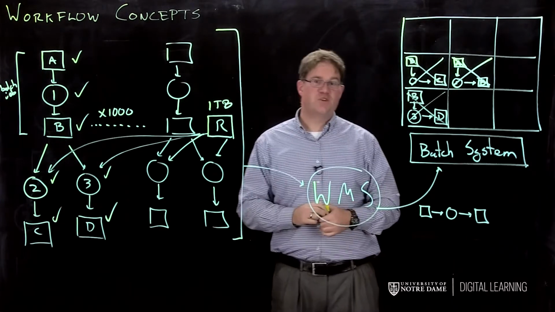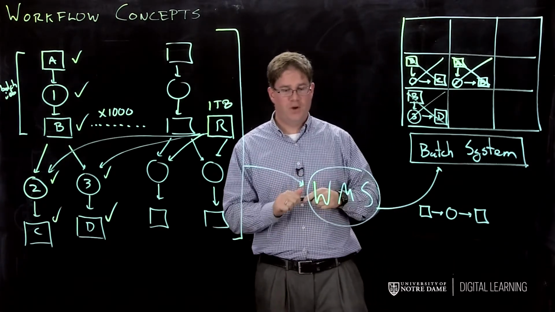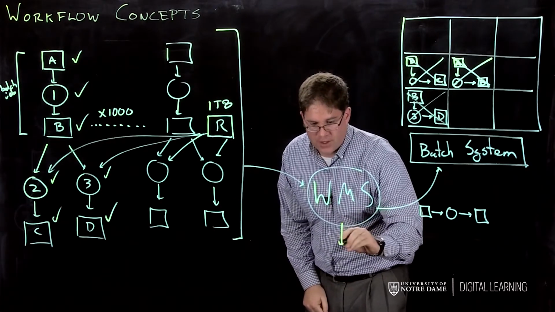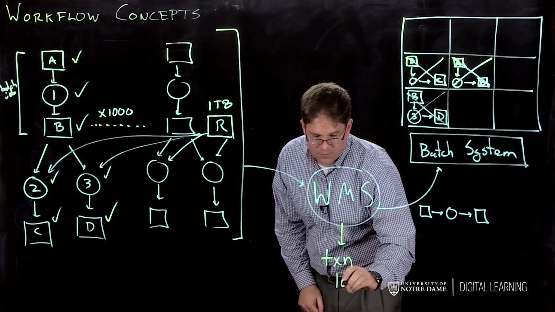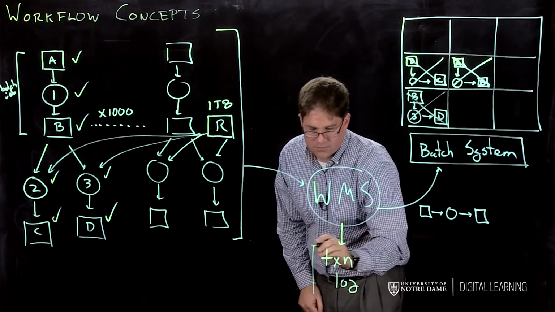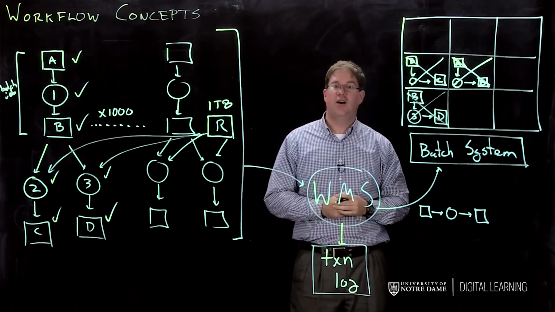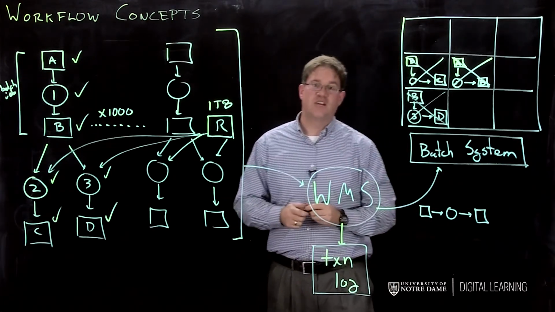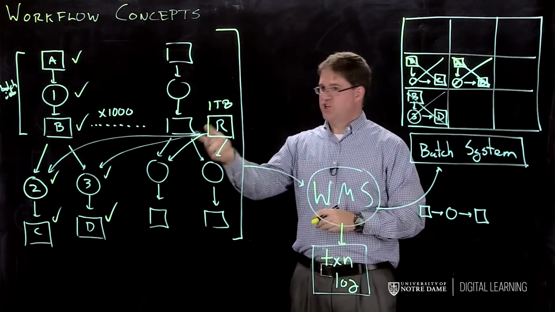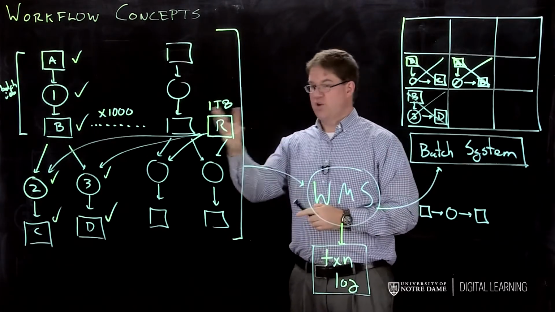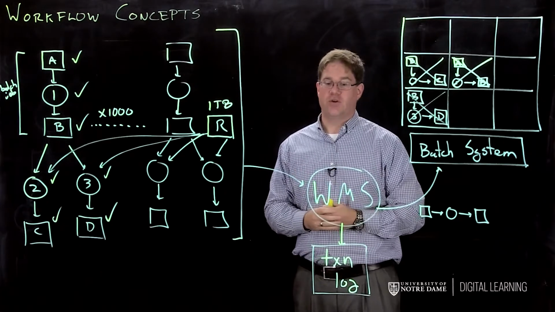Now how does the workflow management system remember everything that's going on? Well, what it does is as it goes along, it creates what's known as a transaction log. And the transaction log is a record of every decision that the workflow management system has made. Which jobs have started, which jobs have completed, which files have been transferred, what the exit status of the job is, really everything that's going on.